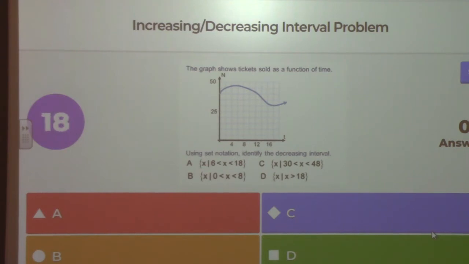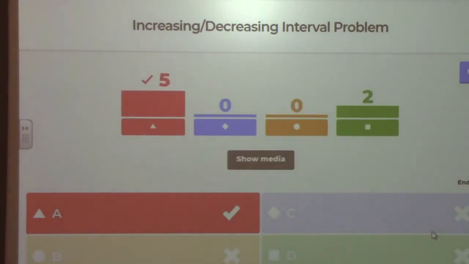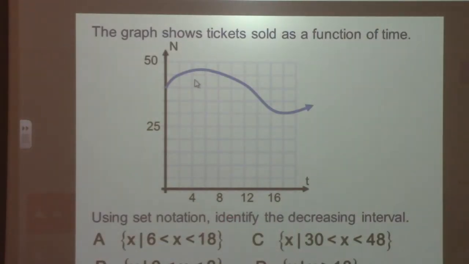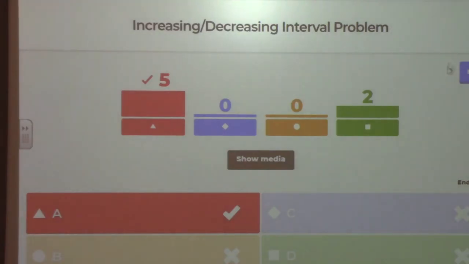Decreasing interval, set notation. Yeah, good job, okay? You're decreasing all the way from about 6, and these ones are hard to get, from about 6 to about 18. So A is your only possibility.